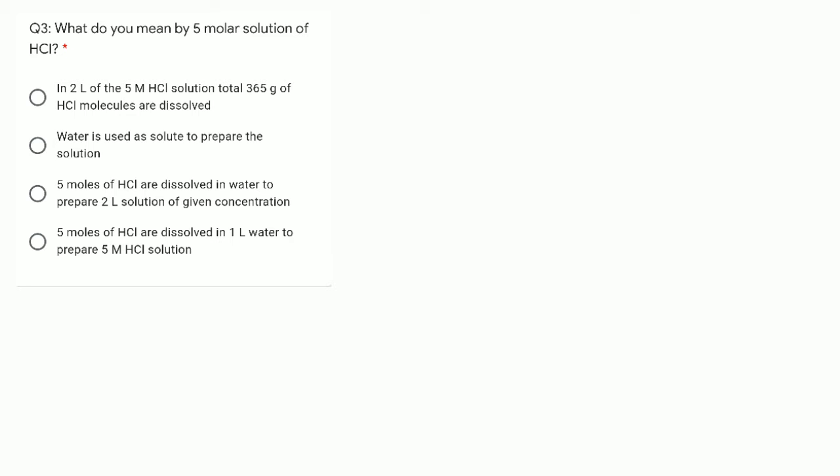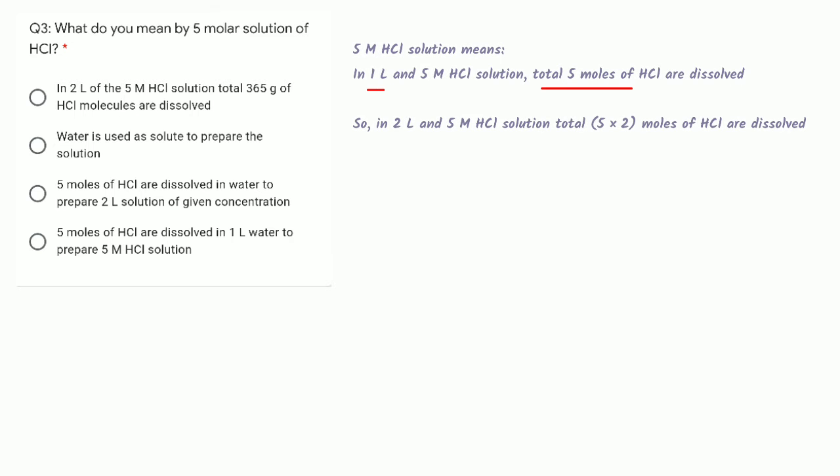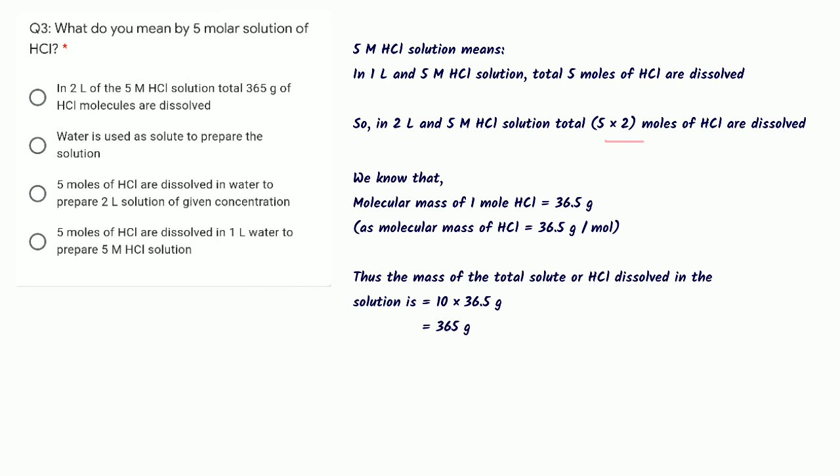Understand? If you look at the first option, in 2 liters of 5 molar HCl solution a total of 365 gram of HCl molecules are dissolved. We know that 5 molar means 5 moles of HCl. Here it is written 2 liters of 5 molar, so a total of 10 moles of HCl will be dissolved, because in 1 liter there are 5 moles, so in 2 liters 10 moles.